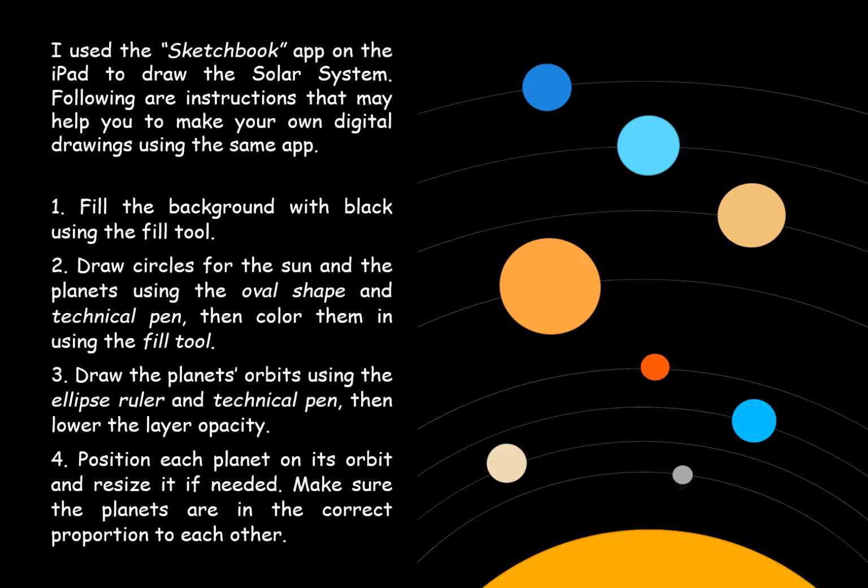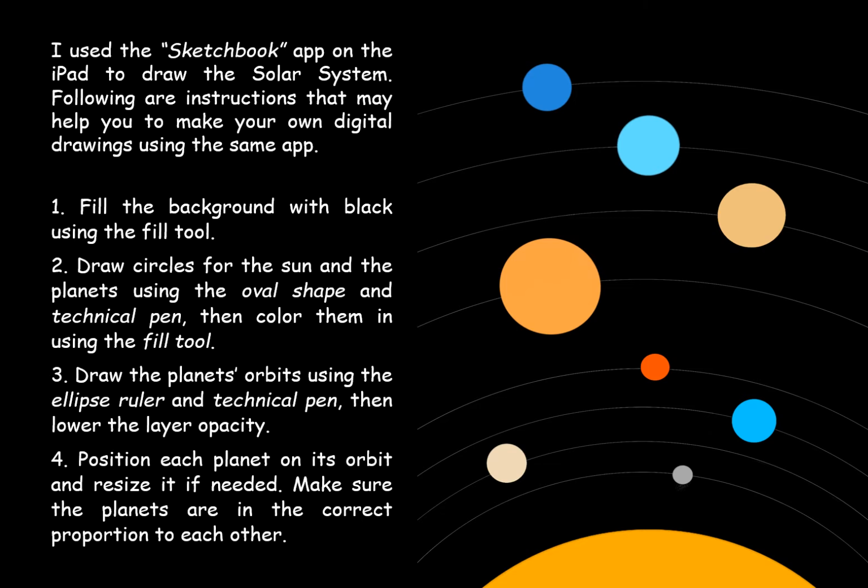1. Fill the background with black using the Fill tool. 2. Draw circles for the sun and the planets using the oval shape and technical pen, then color them in using the Fill tool. 3. Draw the planets' orbits using the ellipse ruler and technical pen, then lower the layer opacity.